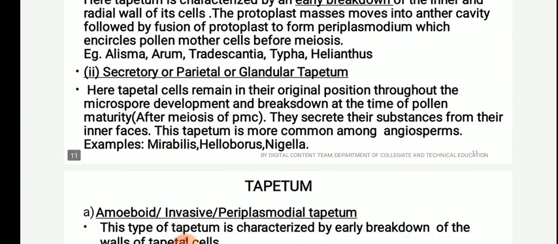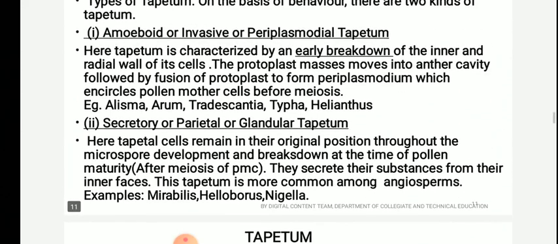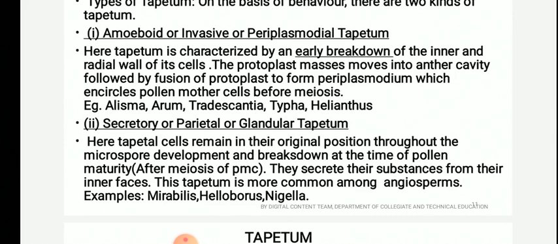Secretory or parietal or glandular tapetum is the most common type of tapetum. Here the tapetal cells remain in their original position throughout the microspore development, and it breaks down at the time of pollen maturity, that is after the meiosis of pollen mother cells. They secrete their substances from their inner faces. This type of tapetum is most common among angiosperms, around 87%. Example: Mirabilis, Helleborus and Nigella. So these are the examples for the secretory tapetum.